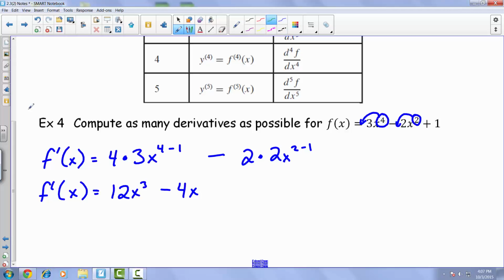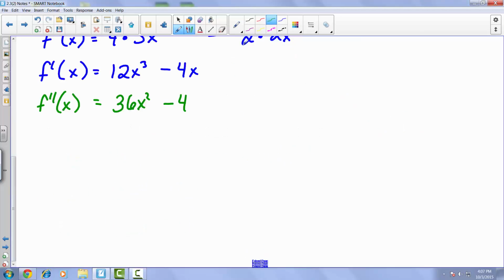Now we can continue on and take the second derivative. Again, the goal is to compute as many derivatives as possible. So let's go ahead and take the second derivative with respect to x. Using our power rule, we end up with 36x squared minus 4. Now taking the third derivative with respect to x, this will just come out to be 72x. When you take the derivative of negative 4, that's just a constant, so it drops out.